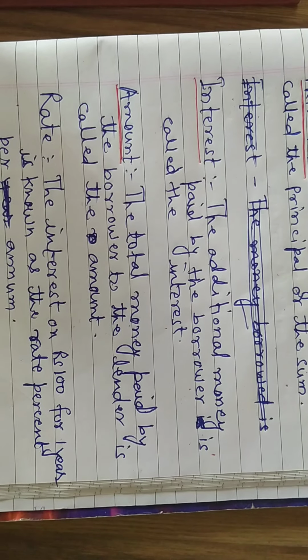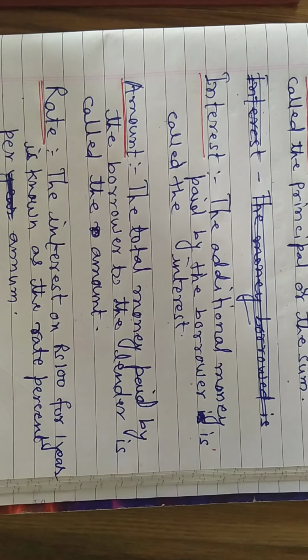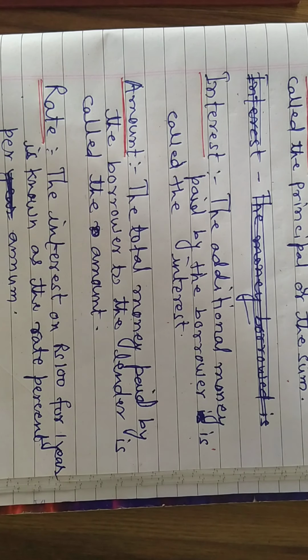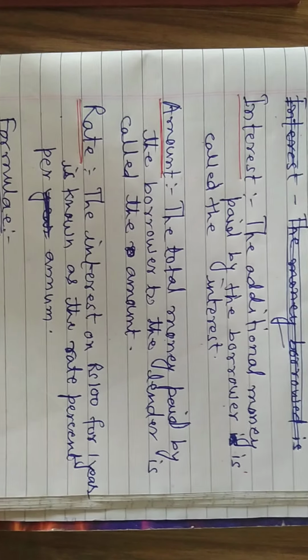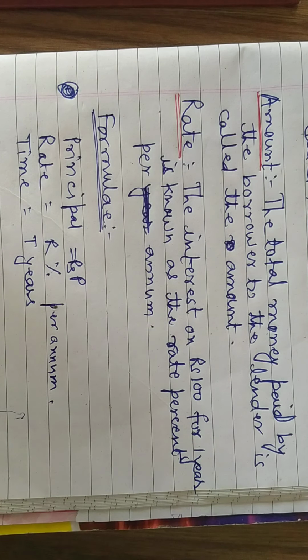Next comes rate. Do you know rate? What is rate? The interest on rupees 100 for 1 year is known as the rate percent per annum. After that, I am going to write the formula. In the formula we use principal, which in short we write as P. Rate, in short we write R, percent, and time is T.